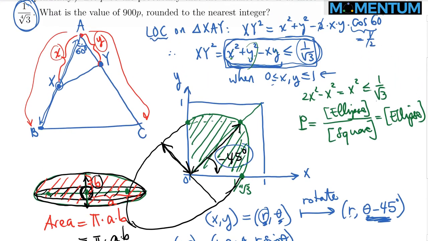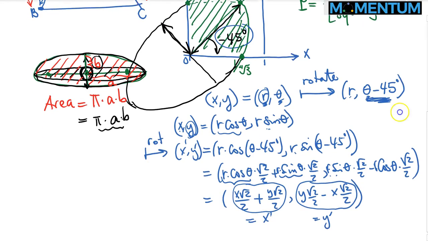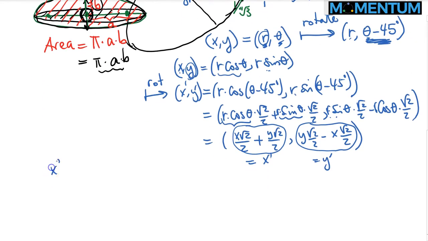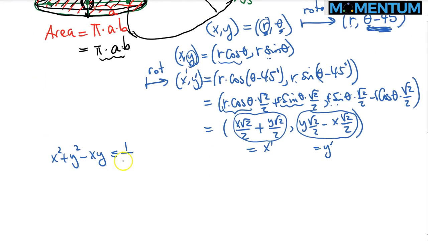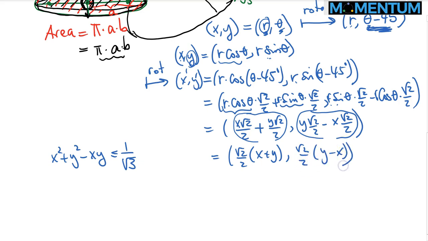Okay, so back to business. Basically, you guys just take this thing. Okay, let's write this down again. So x squared plus y squared minus xy is less than or equal to 1 over root 3. Yeah, that's right, 1 over root 3. And somehow I want to make it look like this expression, where we can take out root 2 over 2 times x plus y, and then root 2 over 2 times y minus x.